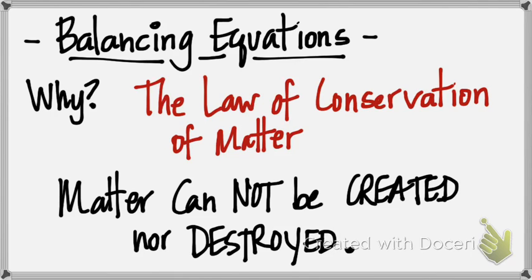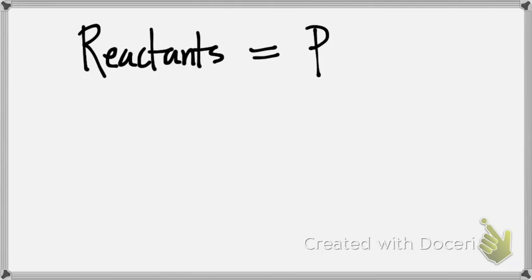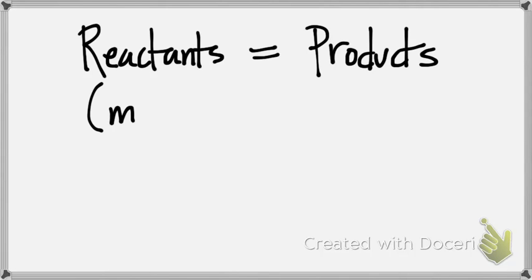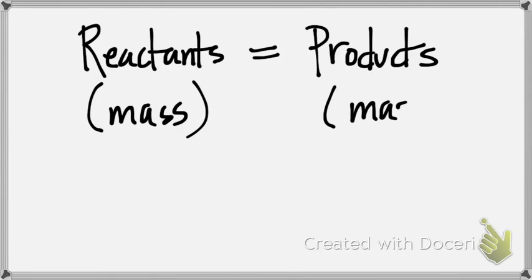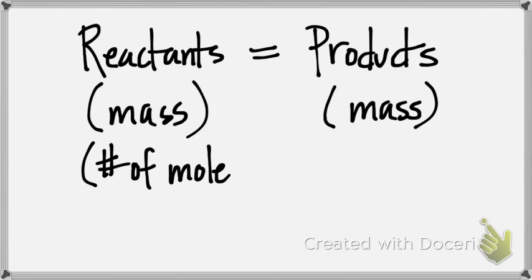So when you're balancing equations, it's very important to make sure that your reactants are going to equal your products. Now, does that mean the number of reactants equal the products? No, it doesn't. Instead, we're talking about the mass of the reactants equals the mass of the products, and another way to look at it is your number of molecules or atoms would need to equal out.